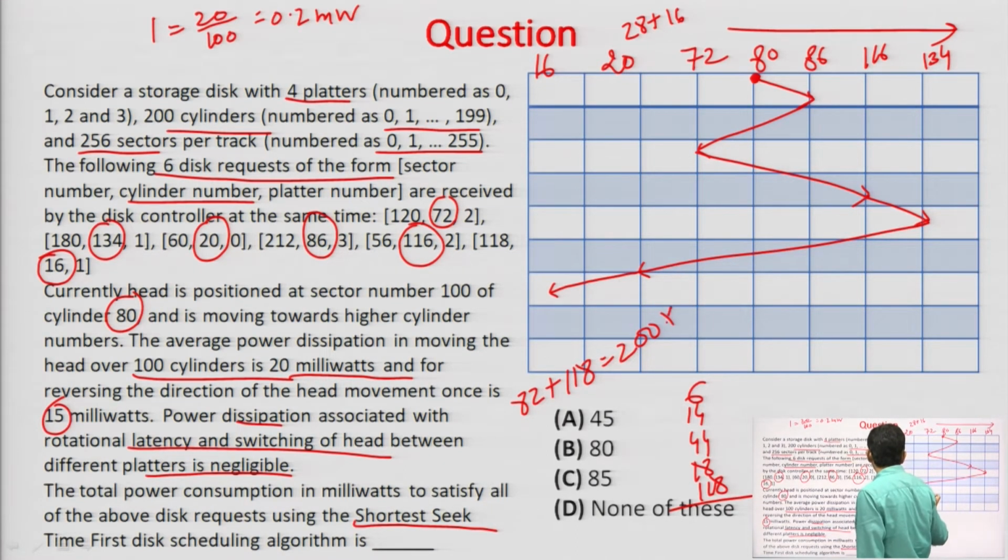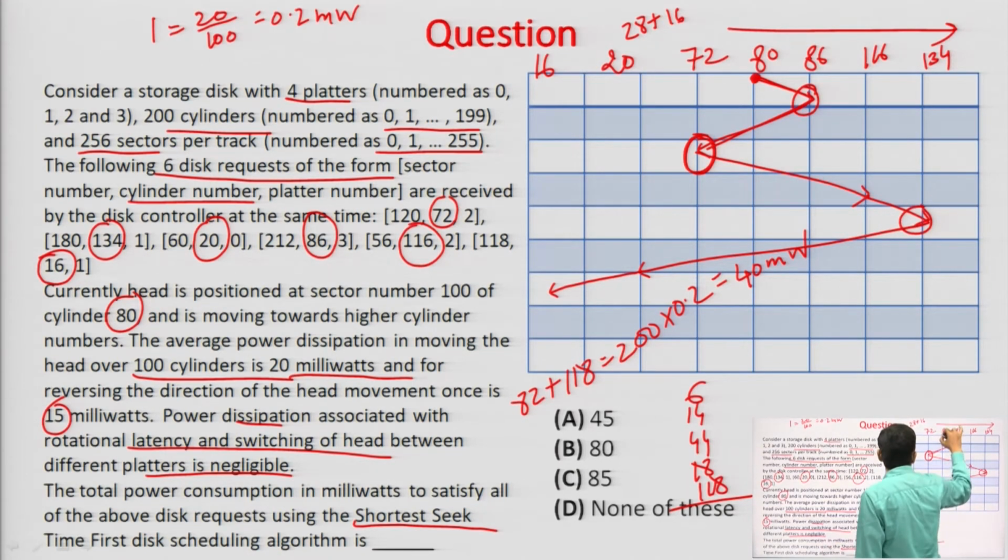So, how much power is dissipated for one movement? It is 0.2. So, if you multiply this with 0.2, this will actually be 40. So, 40 milliwatt is spent for movement, and then for reversing the direction we require 15 milliwatt. So, from here it has changed the direction once. So, one change is here, another change is here, another change will be here. So, 3 times the direction has been changed.